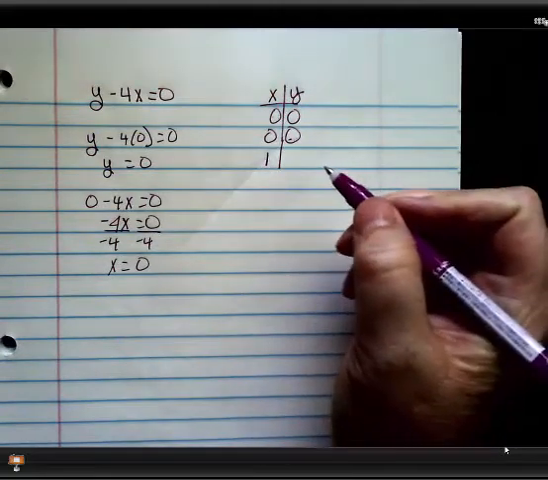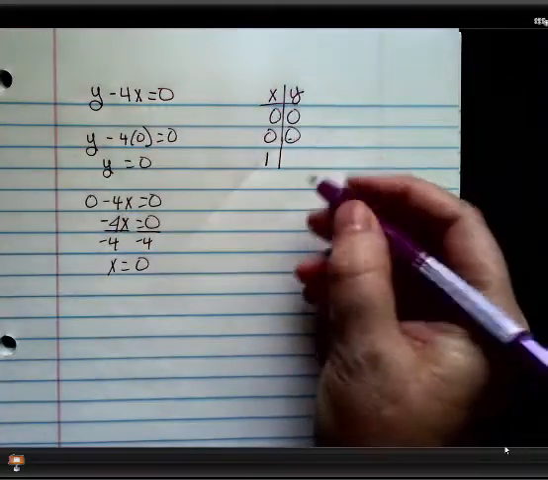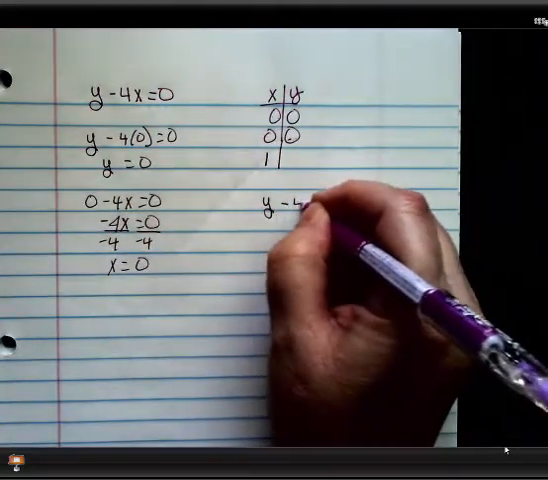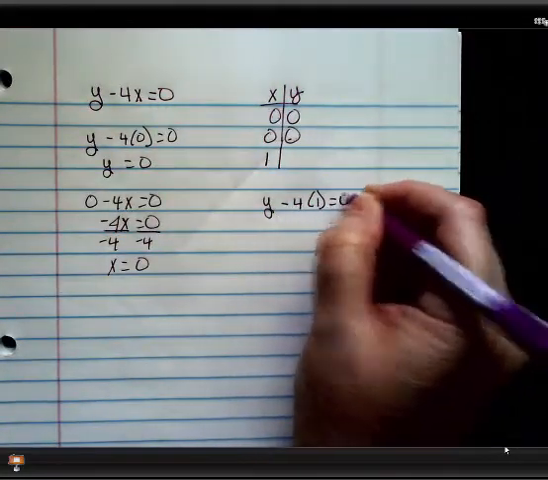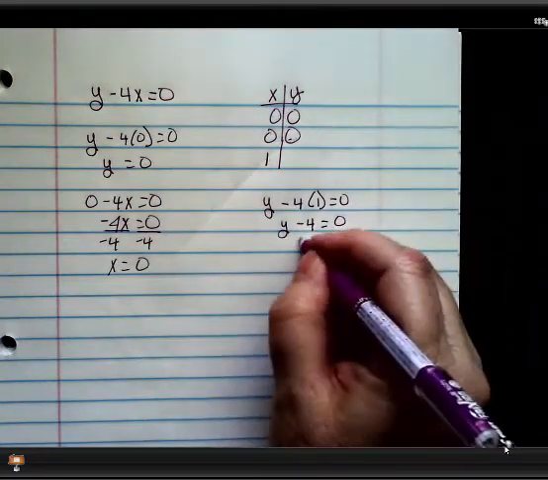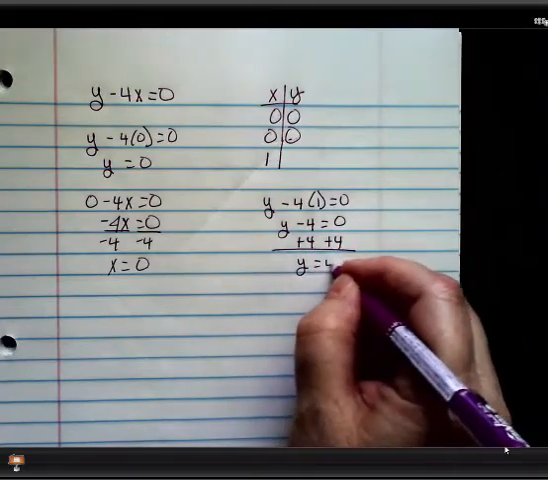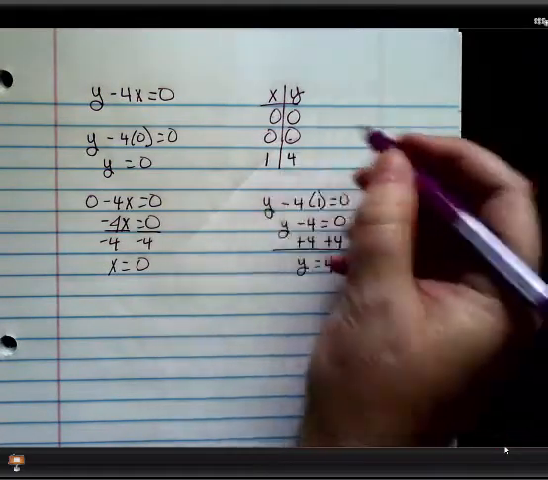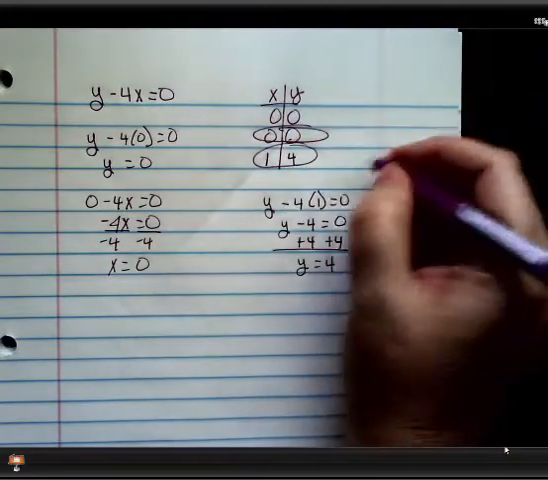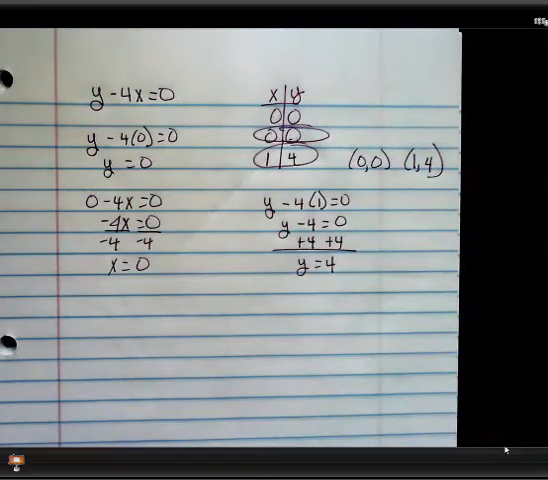It doesn't have to be a big number. It can be anything. So let's plug that in. Y minus 4 times 1 equals 0. Y minus 4 equals 0. Add 4 to both sides, and y equals 4. So I would plot 0, 0, and I would plot 1, 4 to graph my line.